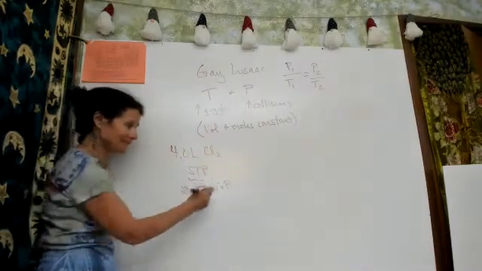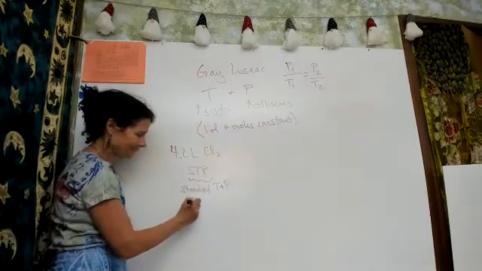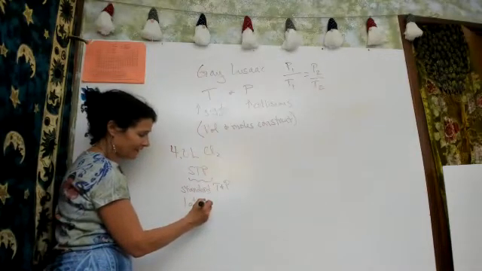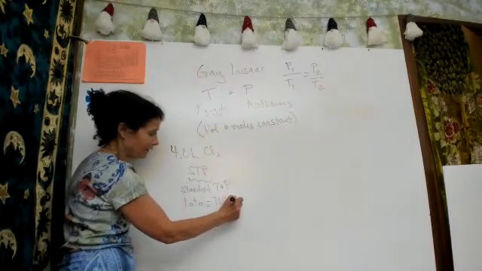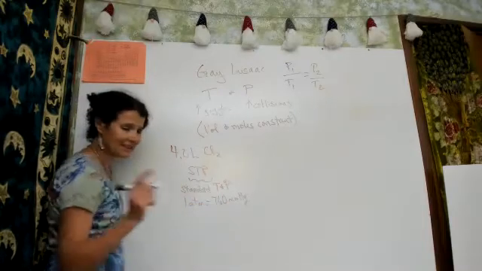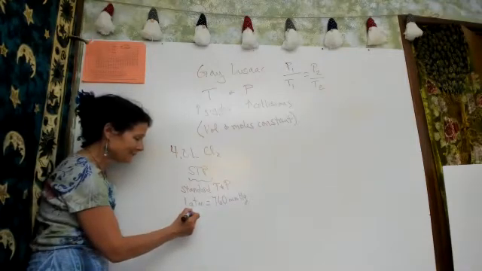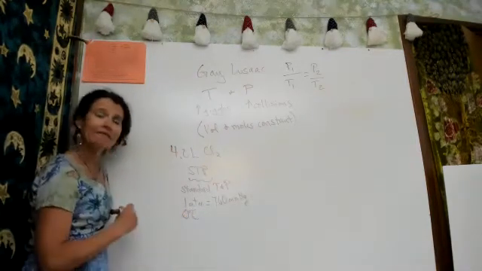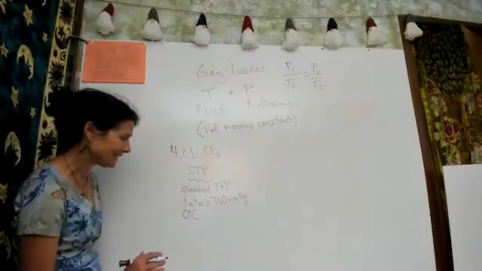However, I did mention what standard pressure is. So standard pressure would be 1 atm or 760 millimeters of mercury or 760 torr. And standard temperature, this is the part that's really bizarre. Standard temperature is 0 degrees Celsius. I have no idea. Somebody declared standard temperature is 0 Celsius.